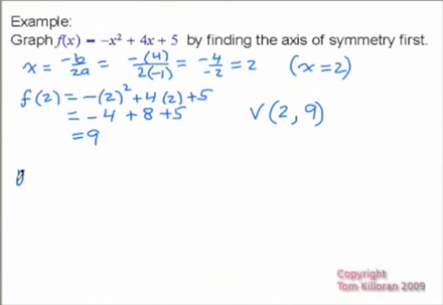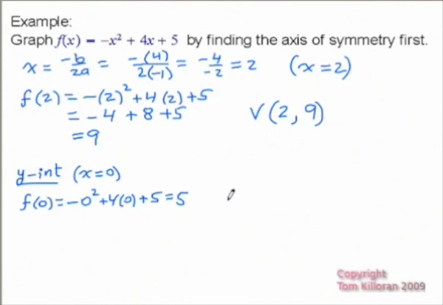So the easier one, of course, is the y-intercept. And to find the y-intercept, we'll let x equal 0. So we're going to find f of 0, and we'll have negative 0 squared plus 4 times 0 plus 5, better known as just plain old 5. So that'll give us a coordinate of x is equal to 0, y is equal to 5.